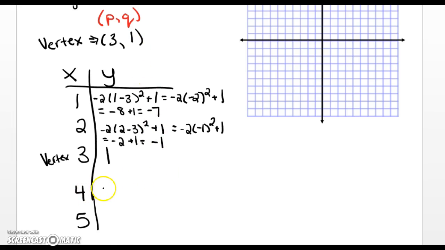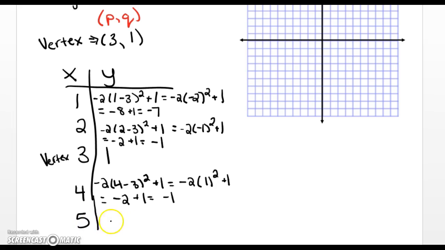So we have x equal to 4, so we're going to have negative 2 times 4 minus 3 squared plus 1. 4 minus 3 is positive 1. So we have negative 2 times 1 squared plus 1. 1 squared is 1, times negative 2 gives you negative 2. Add that with 1 and we get negative 1. So here we have those matching y values, which is how we know we're on the right track.